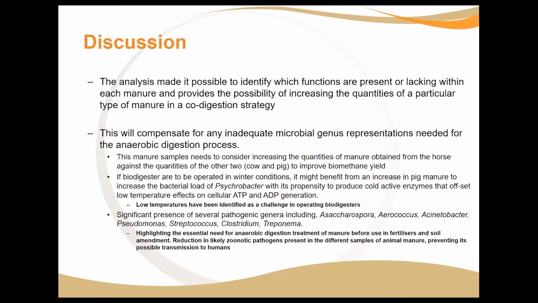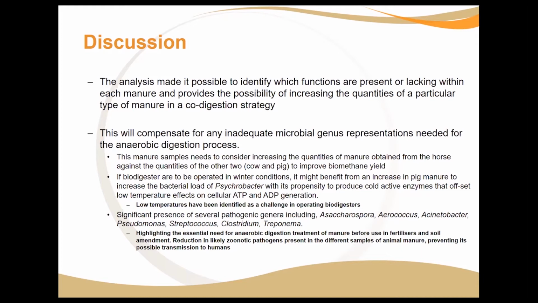Further, we also observed for this particular sample that the pig manure contained a lot of Cyclobacter genus organisms. And this was important to note because most digesters, and we have this experience because within the group as well, we do install digesters around the country. So we had picked up on this, that during winter, the performance of the digesters is usually very poor as compared to summer months.